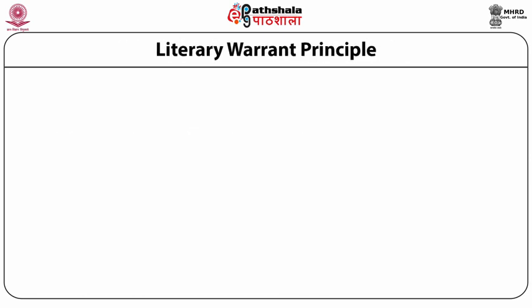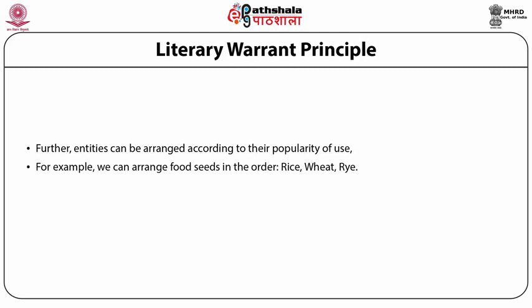Literary warrant principle. As the name implies, or in other words, we can also say that it is the principle of popularity or use or even of favored category by the majority. Further, entities can be arranged according to their popularity of use. For example, in agriculture, we can arrange food seeds in the order rice, wheat, rye, as rice is the most popular food all over the world and next come wheat and so on.